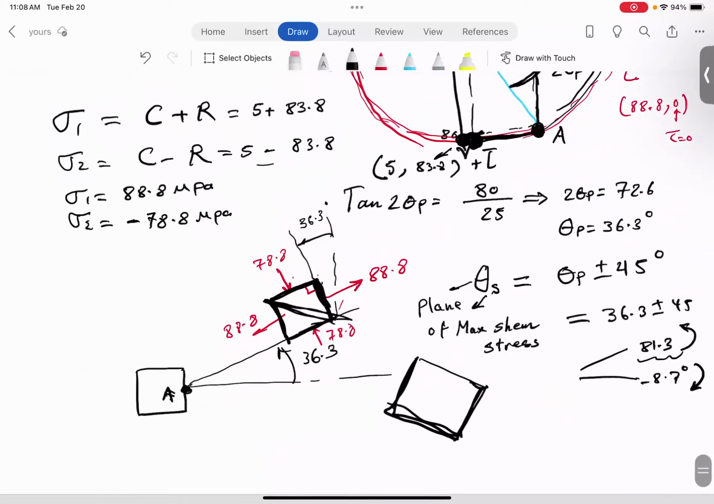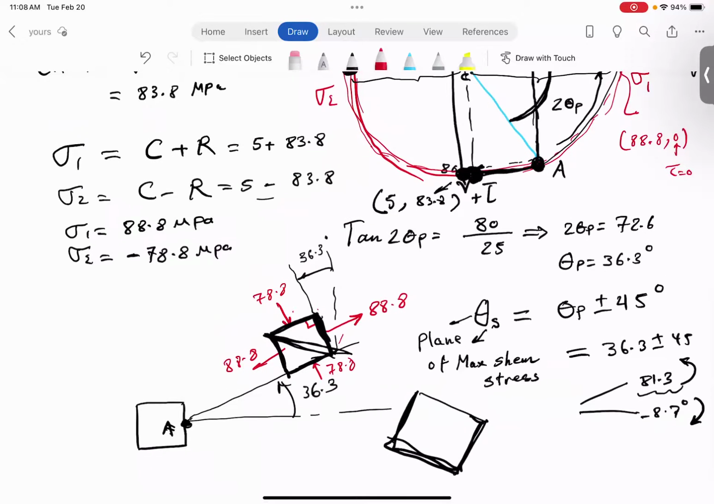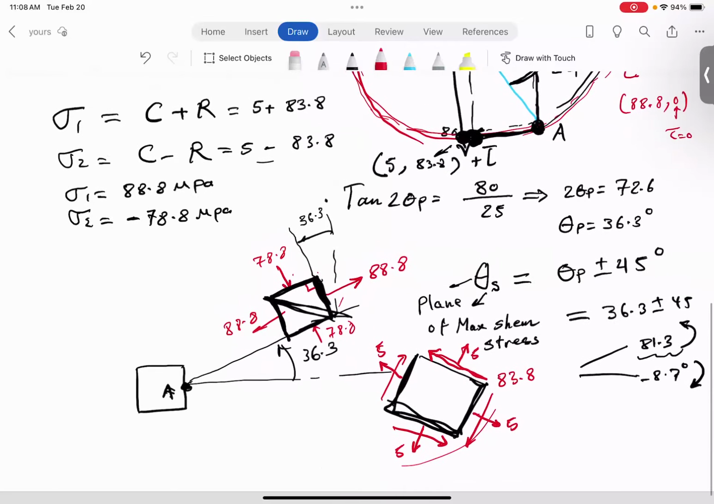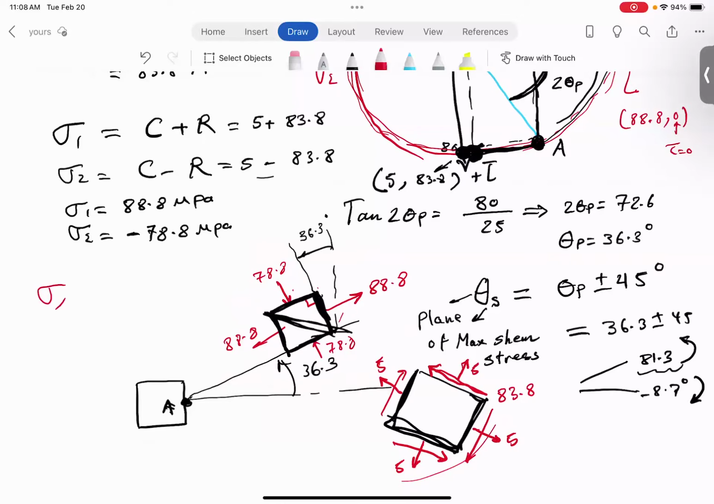So basically what you have here is that the plane of your maximum shear stress, which is 83.8, right? Something like that. That's your maximum shear stress. And it's all the same around all four sides. And then also you have the average stress, which is actually the coordinate of the center. There we go.